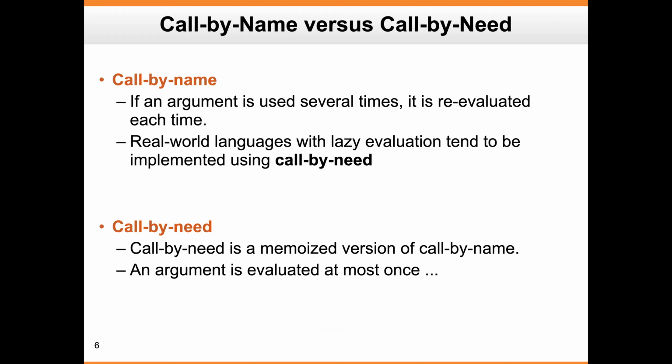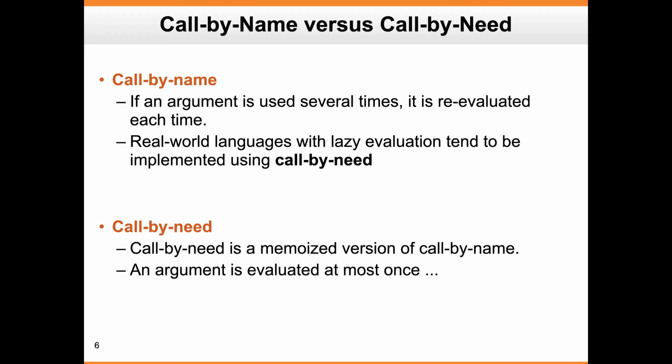Now, an argument can be used several times in the function body, which would result, if we did this lazy evaluation in a naive way, in the arguments being re-evaluated several times, each time they occur in the function body. And real-world languages avoid this by implementing lazy evaluation in a form that is called call by need. So we use memoization. Once an argument is evaluated, its value is stored, is memoized, and this means that an argument is evaluated at most once.